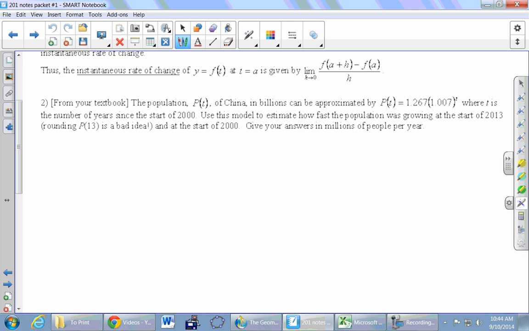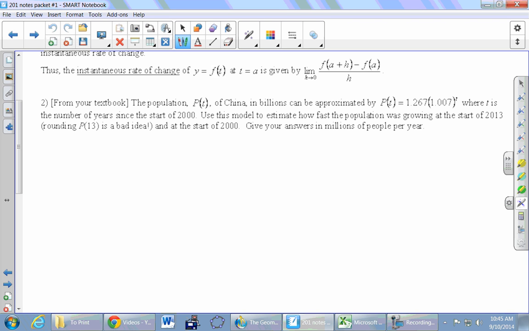So here's what we're interested in. We're going to estimate how fast the population was growing at the start of 2013. That is all. How fast was the population growing at the start of 2013? So, for example, the population might be growing by 10 people per year, or 1,000 people per year, or 1 million people per year, but it's growing by some amount, and that's what we're going to find right here.